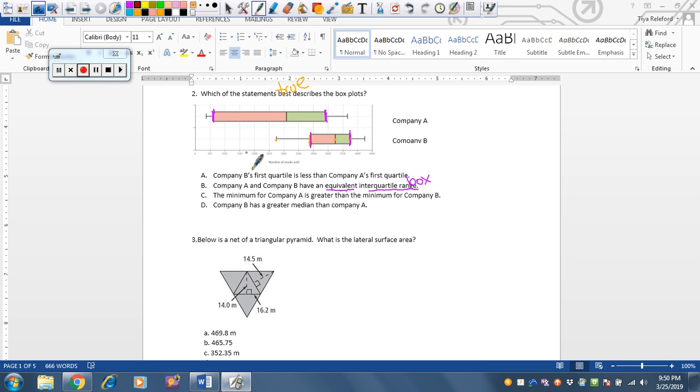C talks about the minimum. The minimum is this very beginning, the lowest number. And D talks about the median. That's the middle, right here.